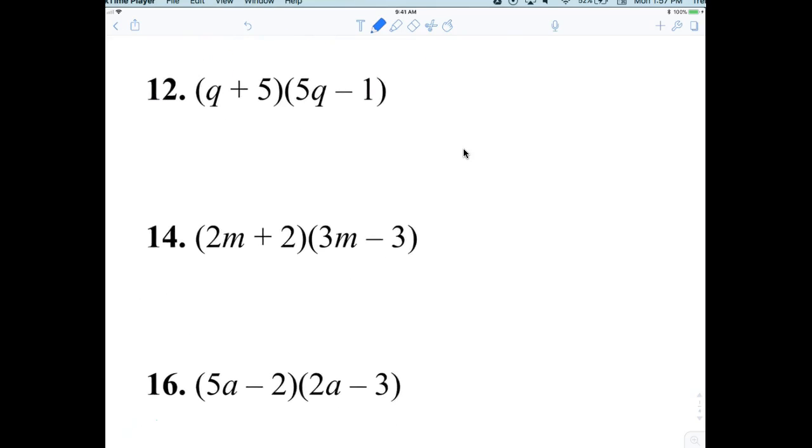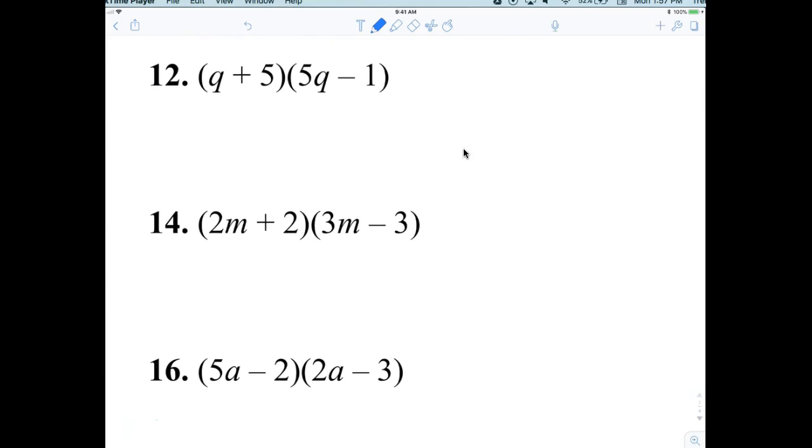So let's see how much you know on number 12. Here we go. What do I got? 5q squared. Plus what? Good job. And then minus 5. Beautiful. Is everybody okay with that? 5q squared plus 24q minus 5. Any objections? Anybody? Someone's got a problem.